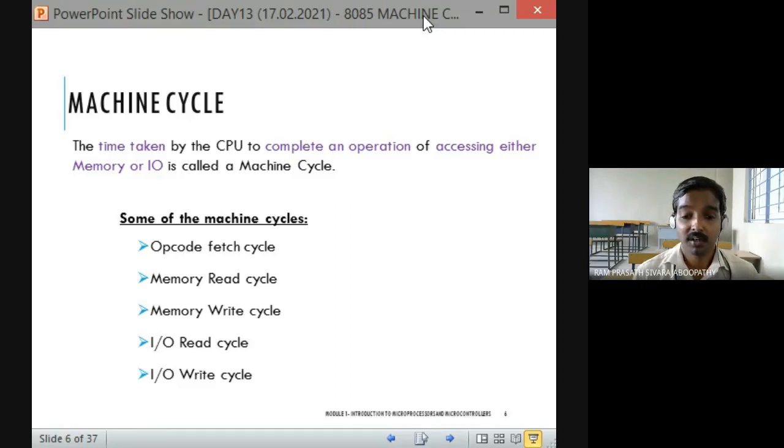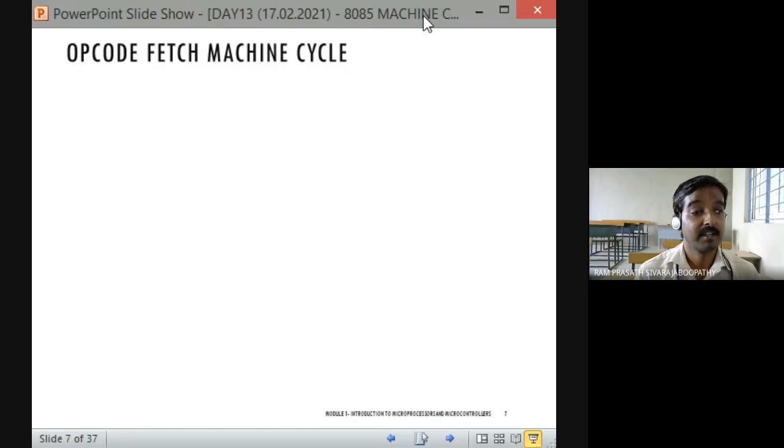When an instruction is executed, one or more operations take place to execute the instruction. Fine, that is divided into different machine cycles. In such a way it is classified as opcode fetch, memory read, memory write, I/O read, I/O write, etc. Fine. So now we will go with the opcode fetch machine cycle. To execute any instruction, what does the microprocessor or CPU have to do first?